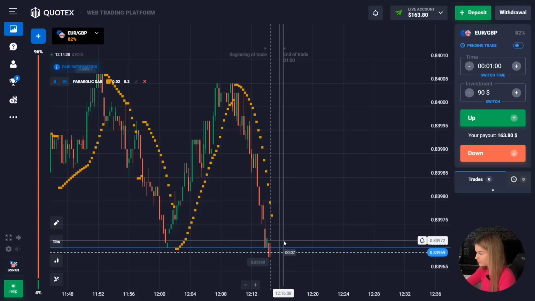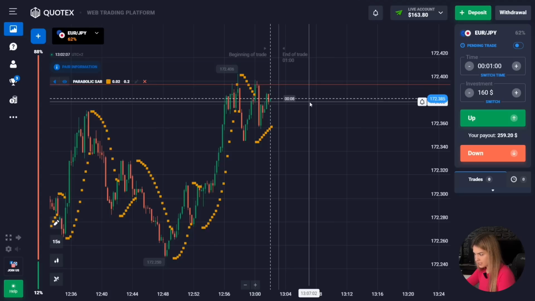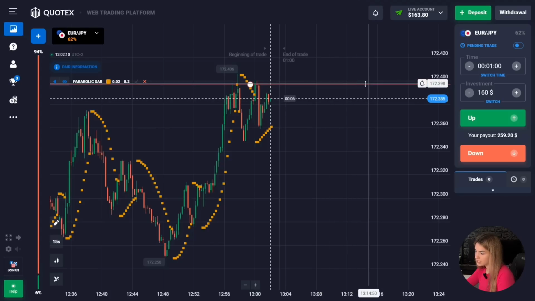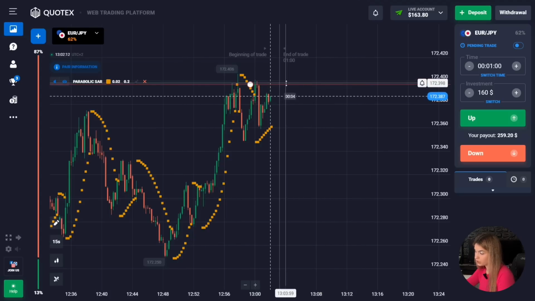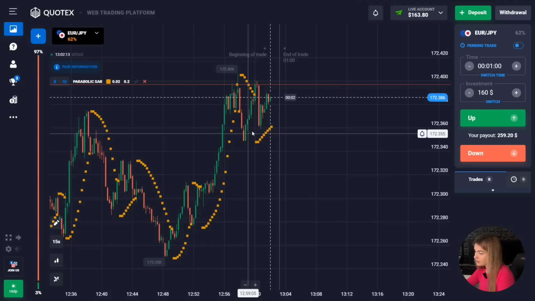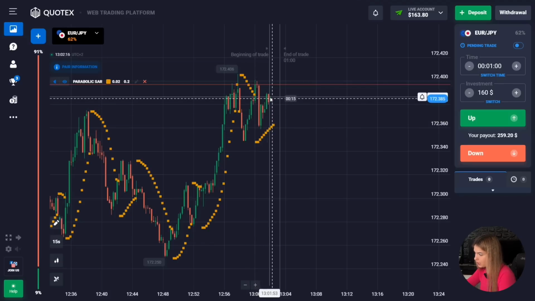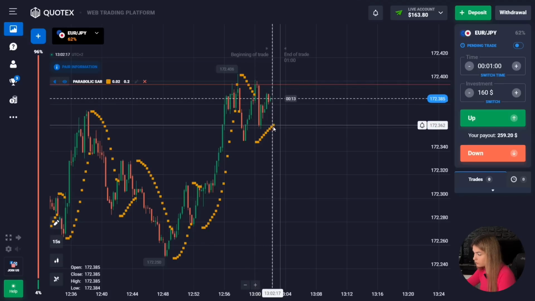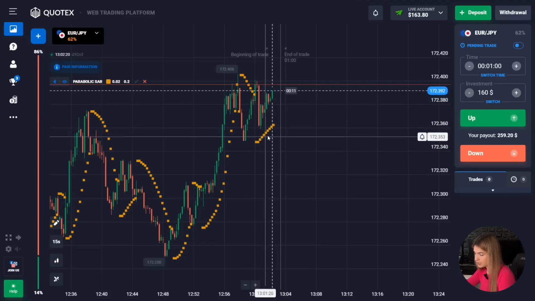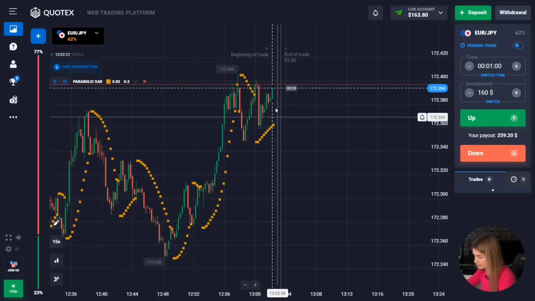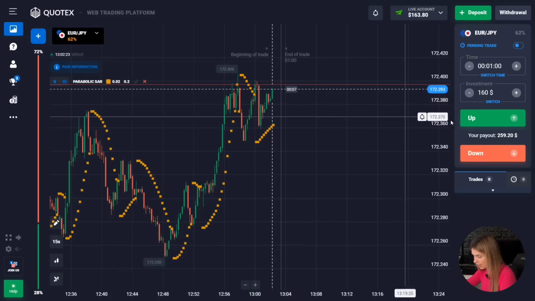Let's continue. Here we have a resistance level. At the same time, we can see that at the moment the price is approaching our level, and there is a kind of compression. Points are also formed under the graph. This means that an upward movement is expected. I suggest opening a deal here for 1 minute up.